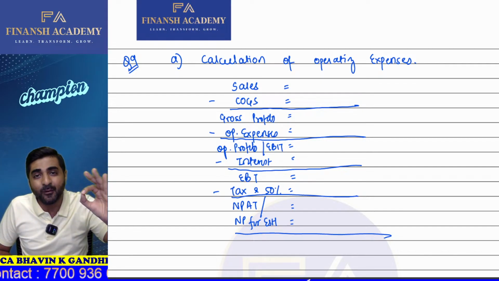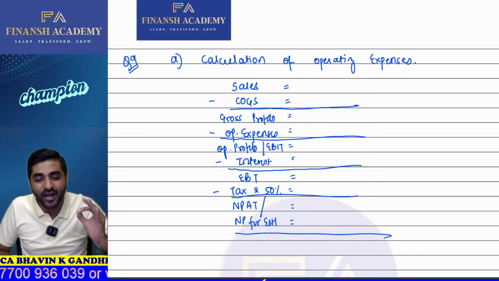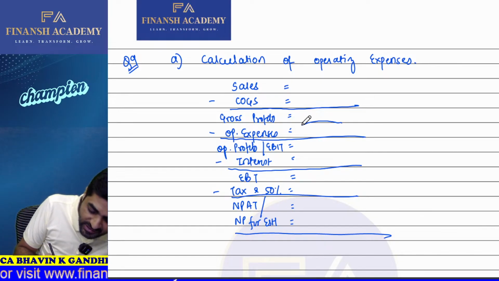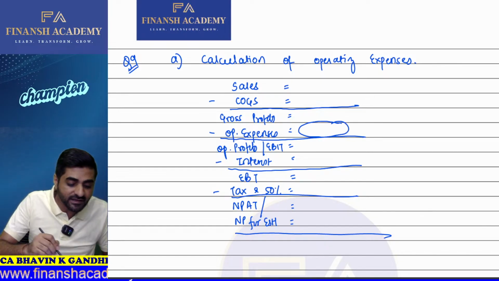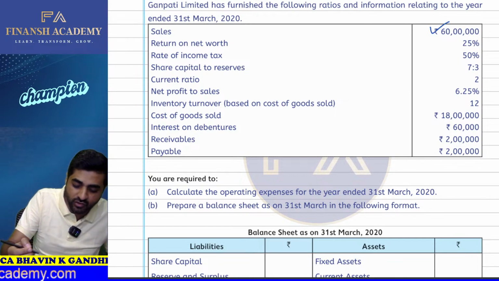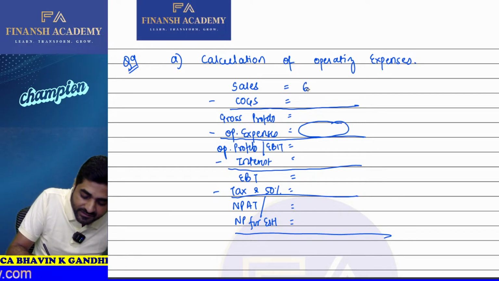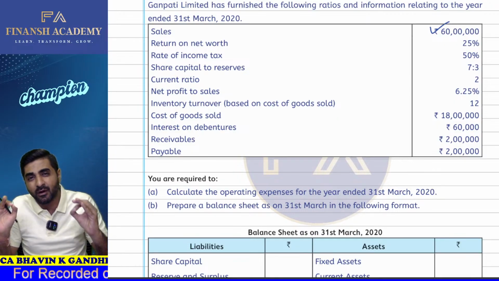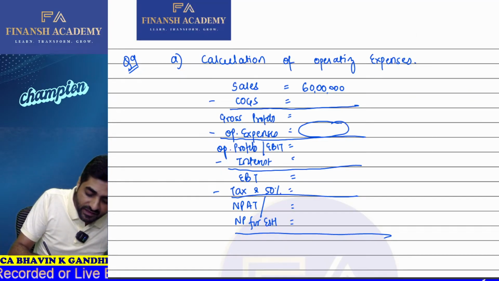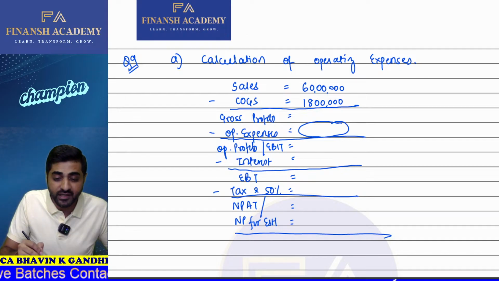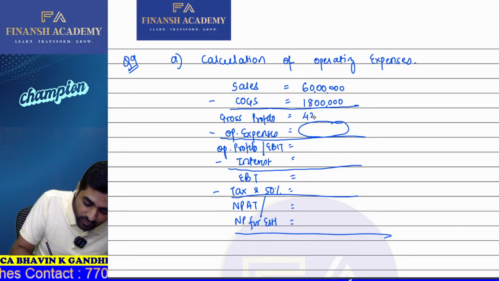Okay. Now, my dear students, we have to calculate in this particular question what should be your amount of operating expenses. So this will now be our balancing figure. How will we start? Are we going to have any sales in the question? Come on, yes or no? Yes, we are having sales, which is 60 lakhs. And then we are going to have COGS, which is 18 lakhs. So this will now give me the gross profits, that is 42 lakhs.